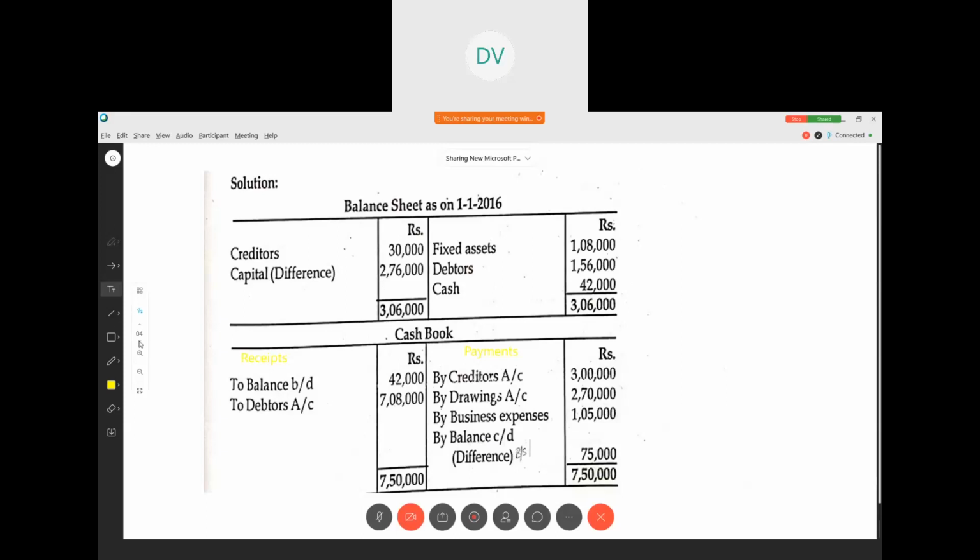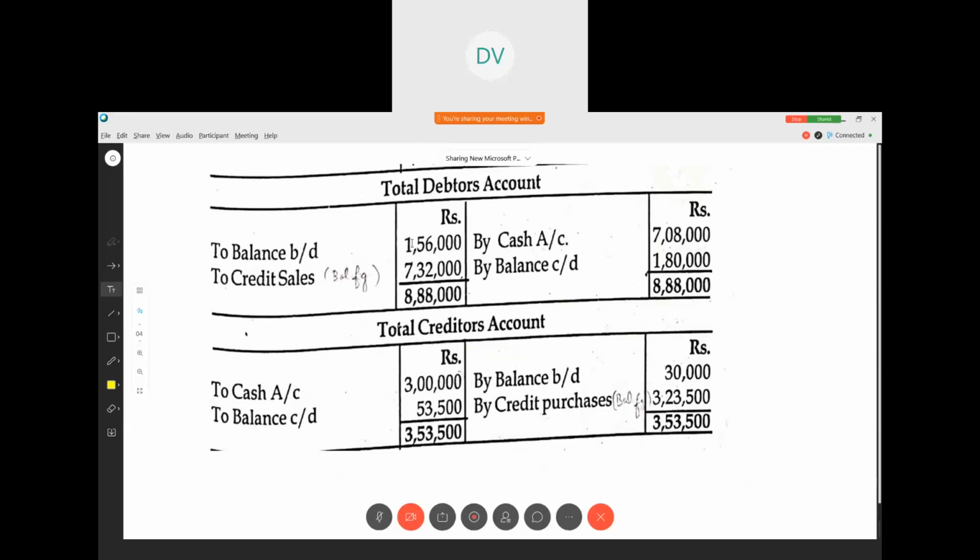The next one, we have to prepare the total debtors account. As we have worked out so many problems on this, you know this. Debtors account always shows a debit balance. So opening debtors we have to write. Then cash received from the debtors we have to write here. Closing debtors we have to write. And the balancing figure will usually be credit sales. So either credit sales or closing balance. Here closing balance is given.